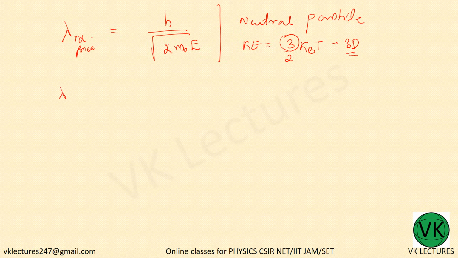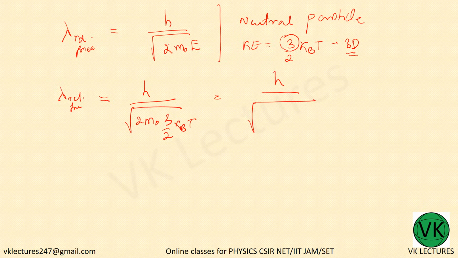So for lambda relativistic, for a free particle, for a neutral particle, it will be equal to h divided by under root 2 m naught into E. E is 3 by 2 kBT. So that is equal to h divided by under root 3 m naught kBT.